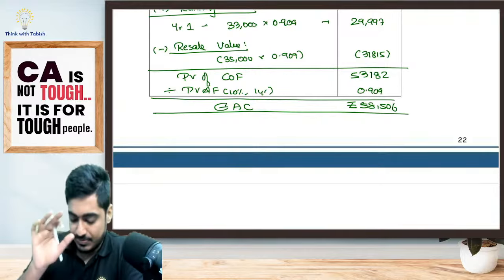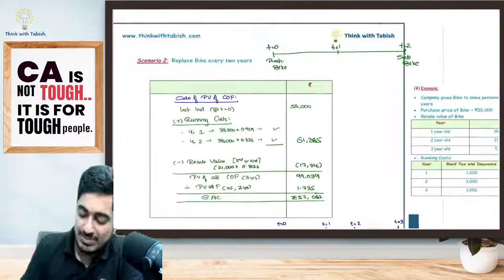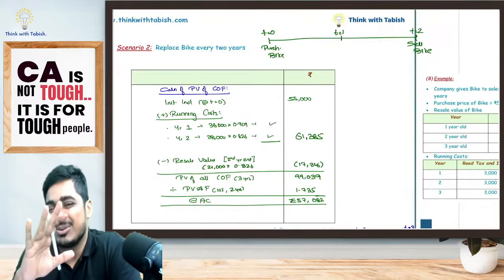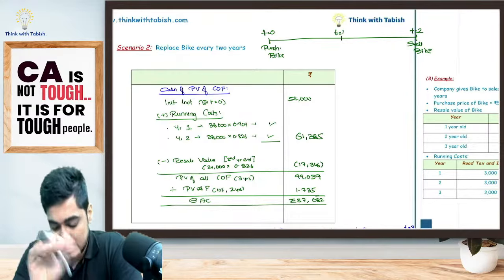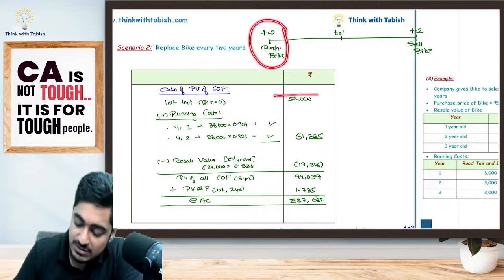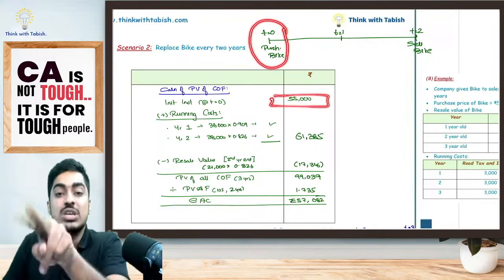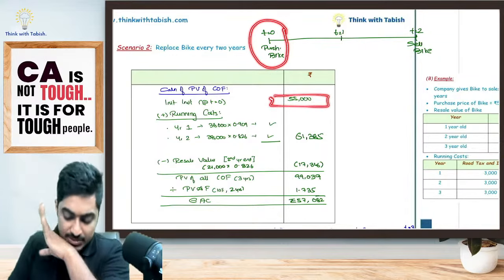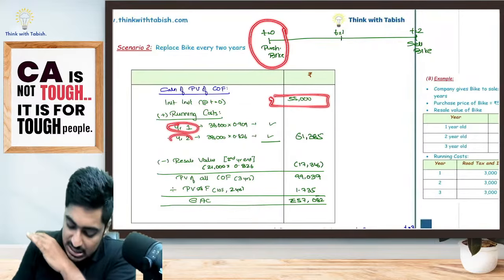Is this clear, everyone? Now option number 2. I'm telling, no, boss, every year changing, I don't like it. Every 2 years will change. Okay. At t equal to 0, I will purchase. For purchasing, how much have I paid? 55,000. Now 2 years I'm using. That means 2 years' running cost I'm incurring. First year running cost, second year running cost.